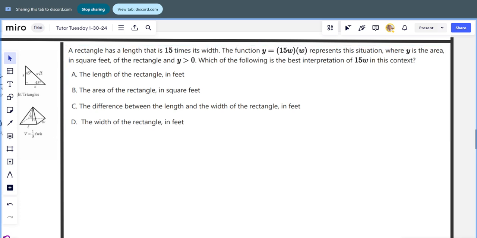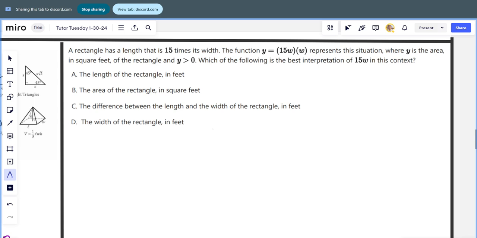I think this is a typical Algebra 2 problem. We have a rectangle whose length is 15 times its width, and the function y equals 15w times w represents this situation. So y is the area, and y is greater than 0. We want the best interpretation of 15w in this context. It's not always that you have to solve something, but sometimes you just have to interpret something within the context of a math problem. So what do you guys think?